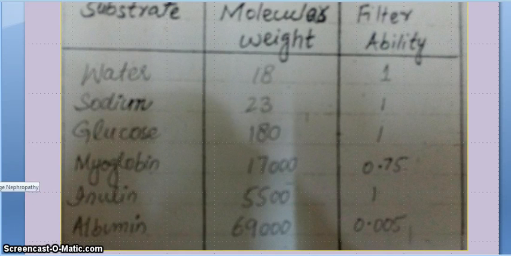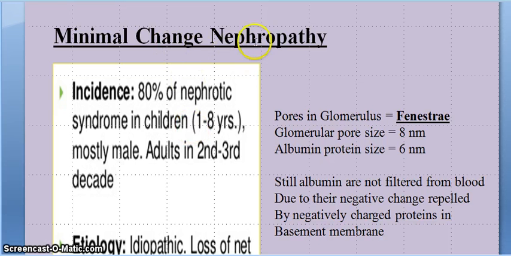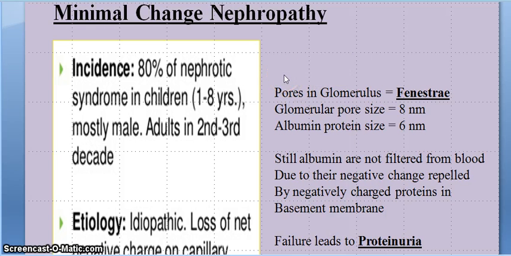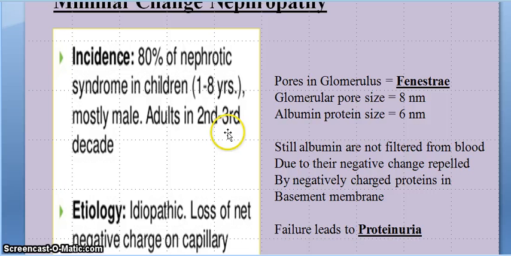In certain disease conditions, known as minimal change nephropathy, various proteins are filtered through the walls of the glomerulus. The reason behind it is that the capillary membrane loses the negative charge over it, and this condition is known as proteinuria or albuminuria. The incidence of nephrotic syndrome in children is 80%, and in adults it occurs in the second or third decade.